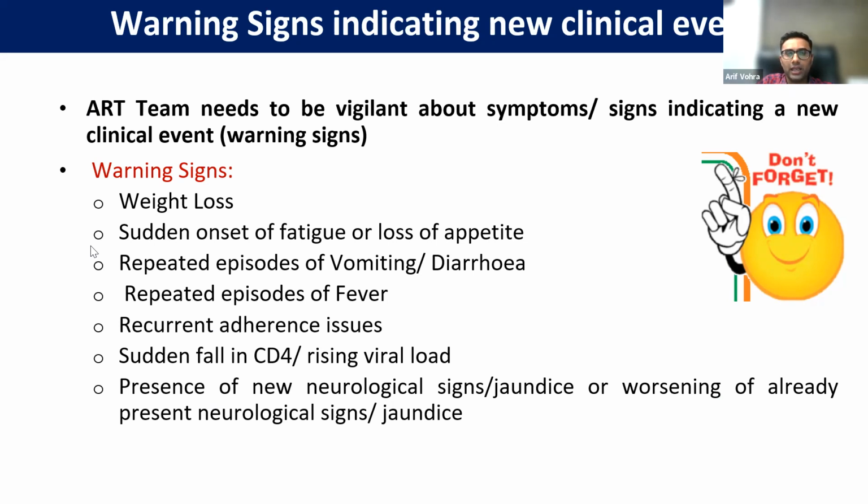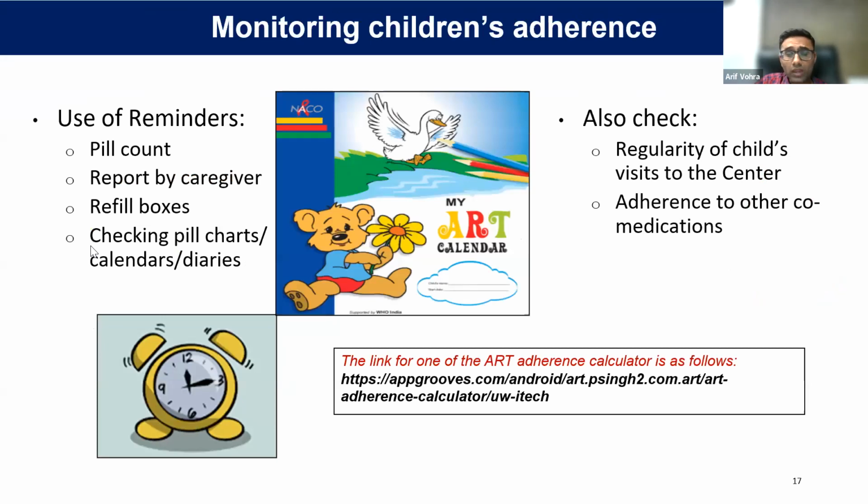Now, what are the warning signs? Weight loss, sudden onset of fatigue or loss of appetite, repeated episodes of vomiting, diarrhea, repeated episodes of fever, recurrent adherence issues, the presence of new neurological signs, jaundice, or a worsening of already existing neurological signs. These signs will tell you that it is either because of the drug, or some other illness which might not be related to HIV, or opportunistic infections which have occurred in the HIV patient, or treatment failure. So if the child reports certain signs and symptoms, you have to categorize them into these four categories and evaluate.